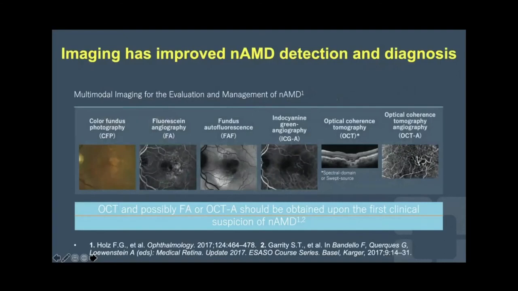So one of the things that I want to first point out is how much we've evolved with regards to our imaging modalities the past few years. We now use multimodal imaging for the evaluation and management of neovascular AMD. And certainly there's a role for each of these. Color fundus photography for at least determining areas of atrophy, as well as teaching the patient. Fluorescein angiography to determine leakage if there is truly a membrane that we're concerned about. Fluorescein is our gold standard, as always, for this disease state.